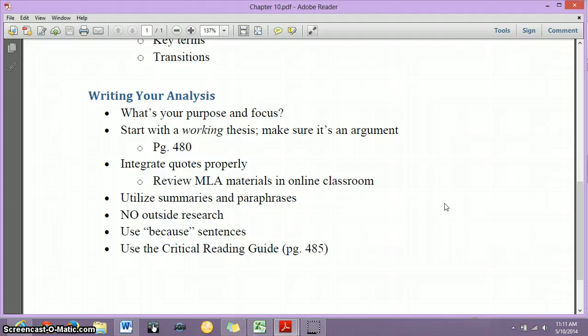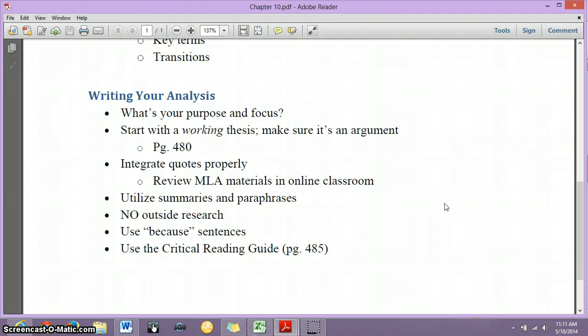Please don't use outside research. We're not doing that in this class this quarter. It's a primary source because you're working with a text that's a story, but I don't want any outside research about that story in your paper. So please do your own thinking and your own writing.